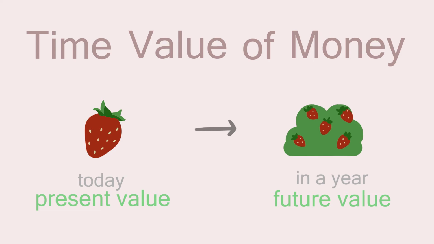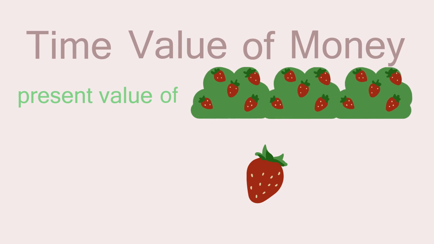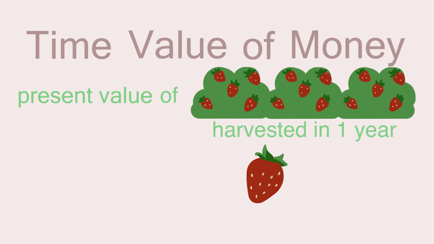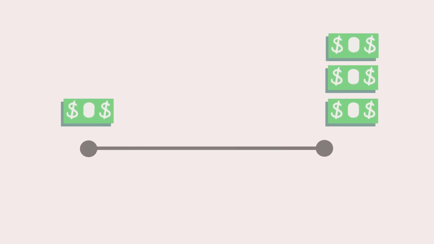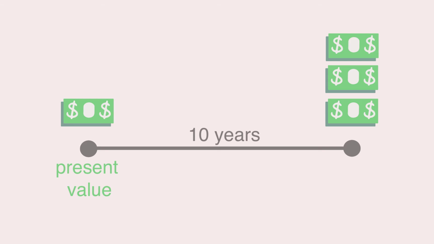Put another way, the present value of a bunch of strawberries received in X years is however many strawberries you'd need to plant right now to grow that many berries within the same time period. Now, this is a little tricky, so let's go over it one more time. Money you invest today can earn interest over time. So the future value in 10 years of $1 received today is the amount you could have in 10 years if you invested that dollar.